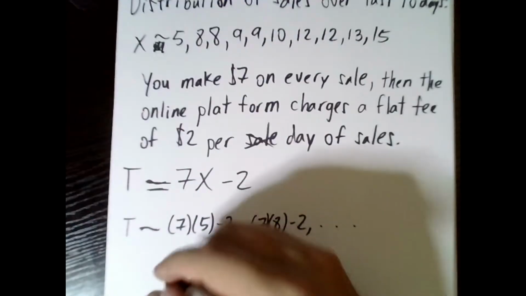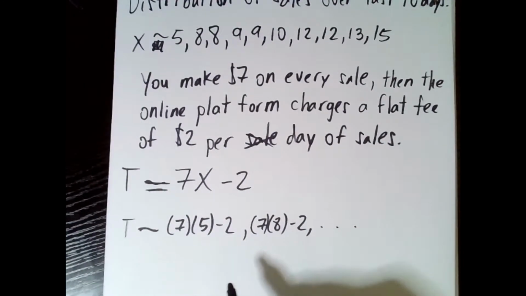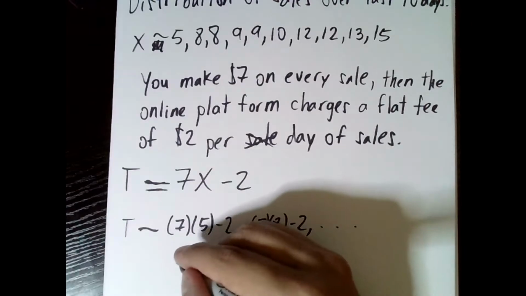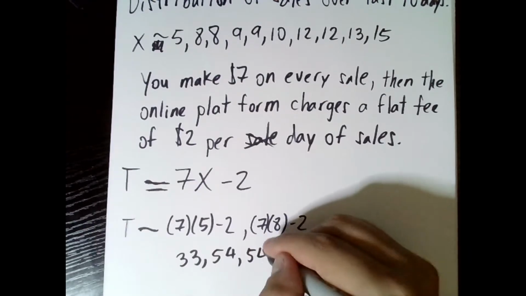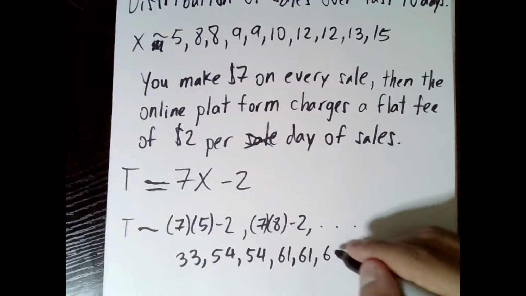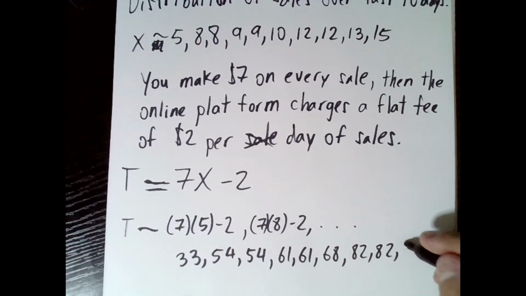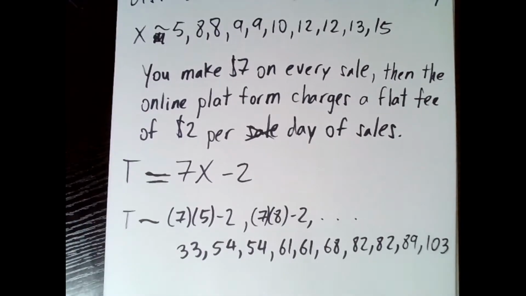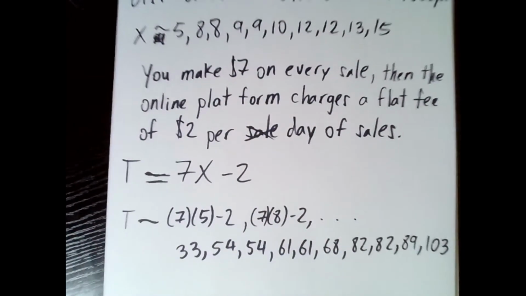So let me just write this out without expanding all of these, because I think you can get the idea. We have 33, 54, 54, 61, 61, 68, 82, 82, 89, and 103. So here's your new data, and you can of course verify that all of these data points are just the original values multiplied by 7 and then subtracted by 2.